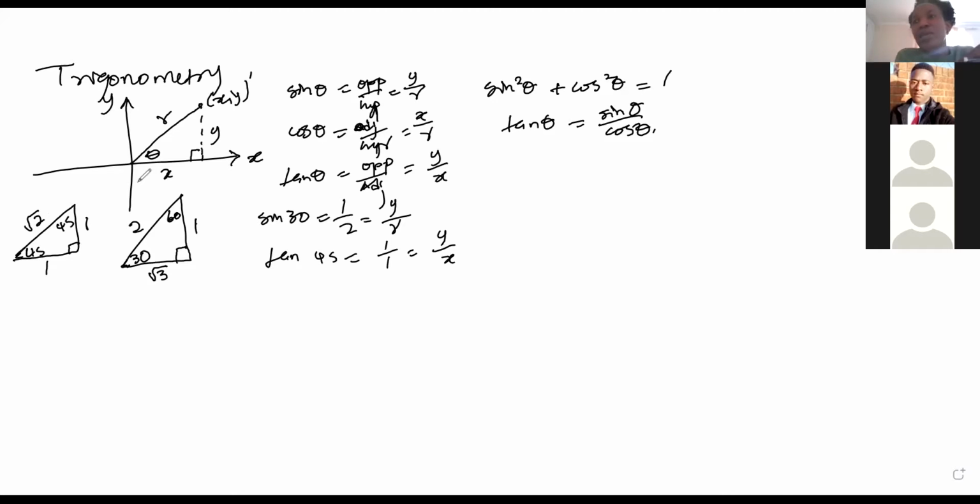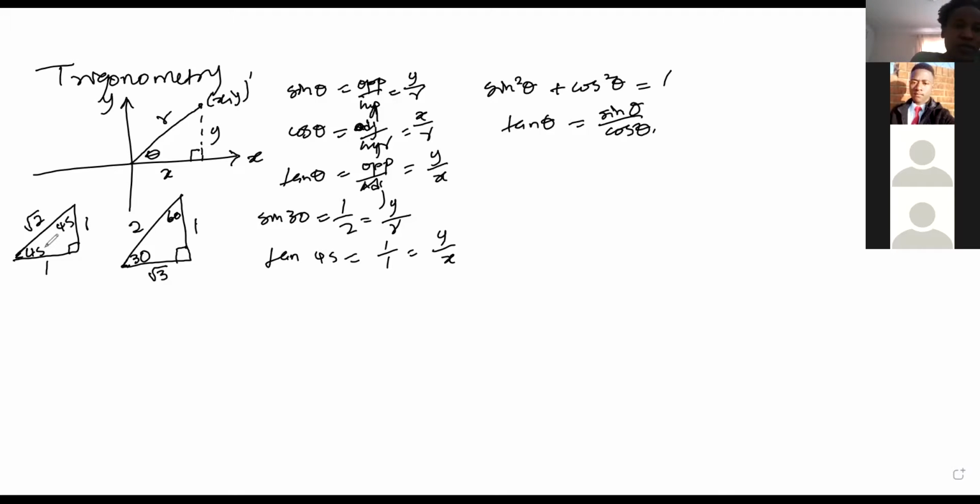This is how I memorize them. Sine 30 is 1/2. You plug it here, you get the other value. Tan 45 is 1/1, which is y over x. You put them there, you calculate the other value, which is the value of r. Okay, so that's that part.